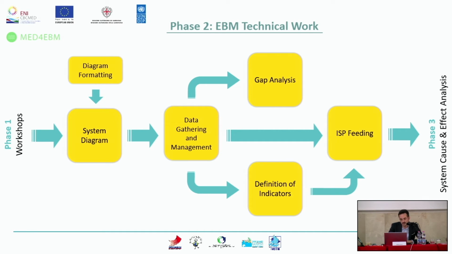This is a flowchart describing the logical and chronological sequence of phase number 2. We started from the main product of the workshops, which is the system diagram, and we decided to reorganize the spatial organization of the components. Then we started working on data gathering, which was the hardest task, for two reasons. The first is that we wanted to know which data were necessary to populate the ESP software. The second is that we had to find this data, which was the hardest task of all.